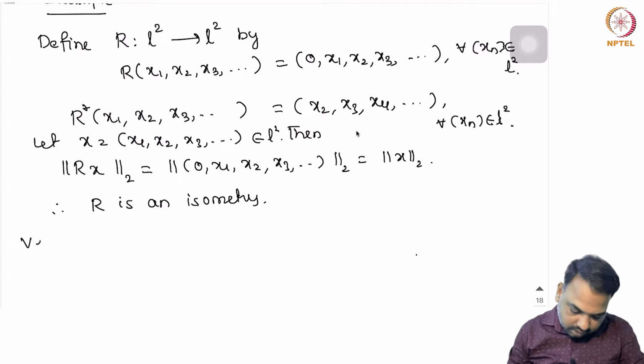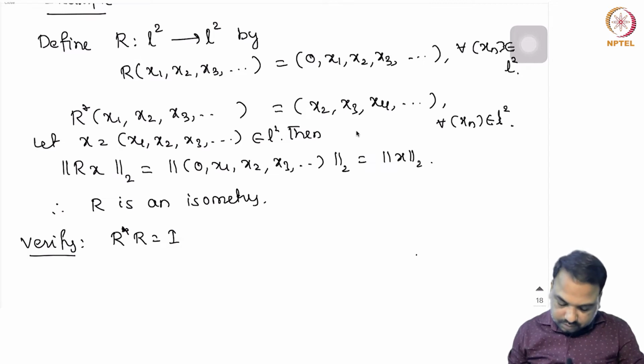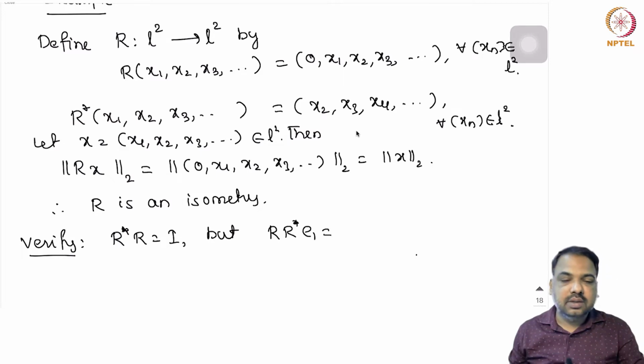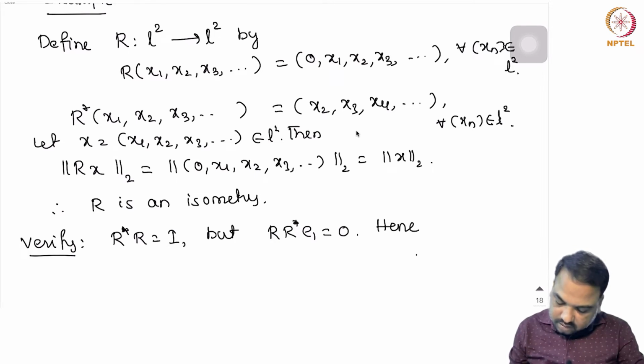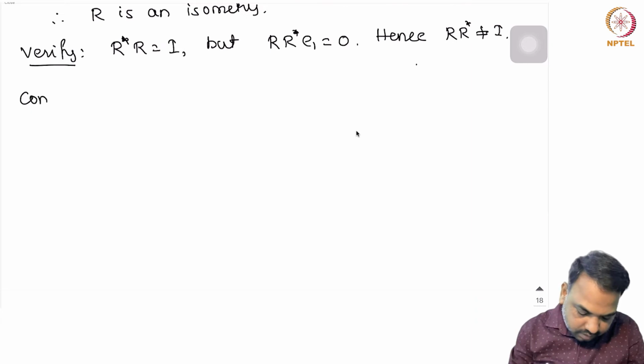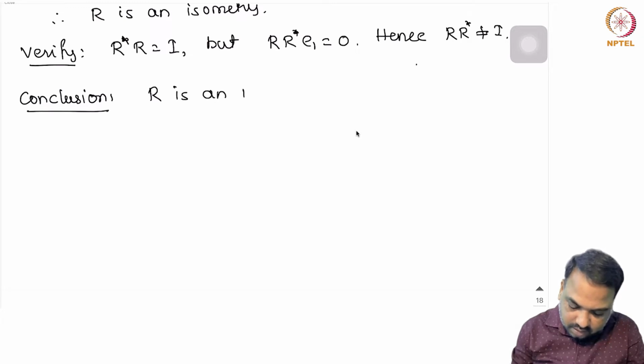Also, we can easily verify R star R is an identity operator, but if you look at R star E1, where E1 is the first element in the standard orthonormal basis of L2, we know that R star of E1 is 0. So hence we can say that R R star is not equal to the identity. So the conclusion is that R is an isometry, but not unitary.